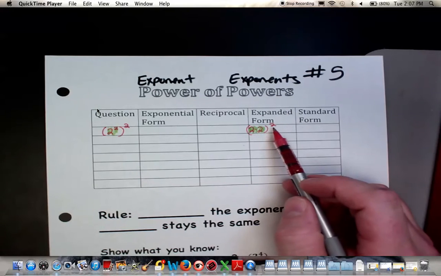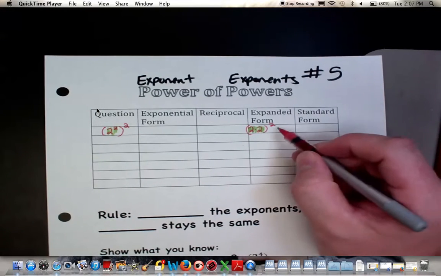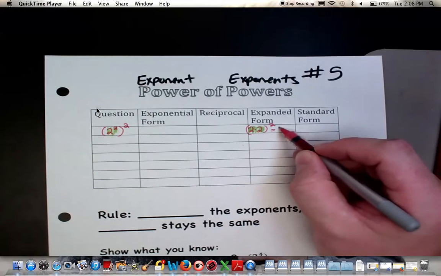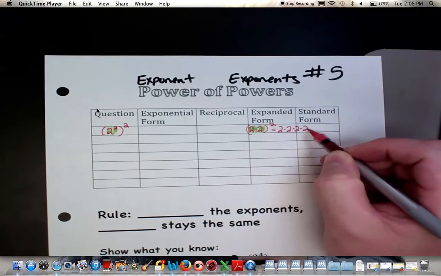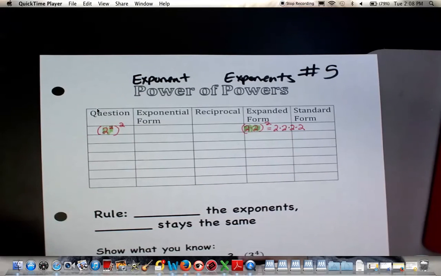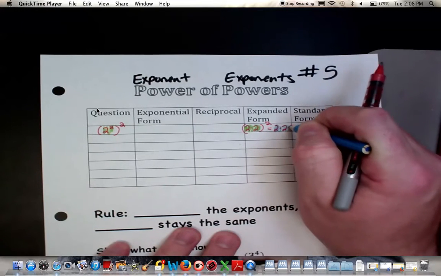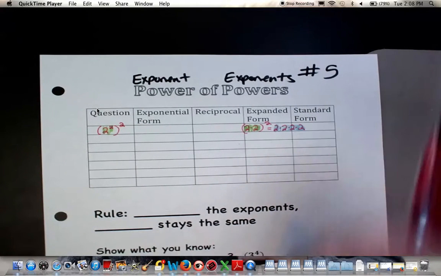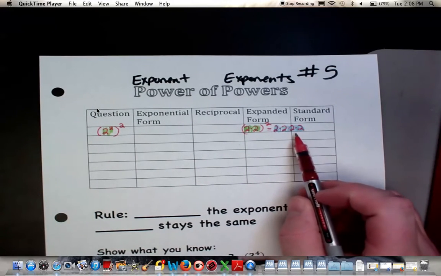Well, what does that mean? That means I need to write 2 times 2 twice. So this in expanded form is 2 times 2 times 2 times 2. And that right there will be my answer, and I'm going to color that one in light blue. That's what it is in expanded form. Alright, so when I expand that out, that's what I get.